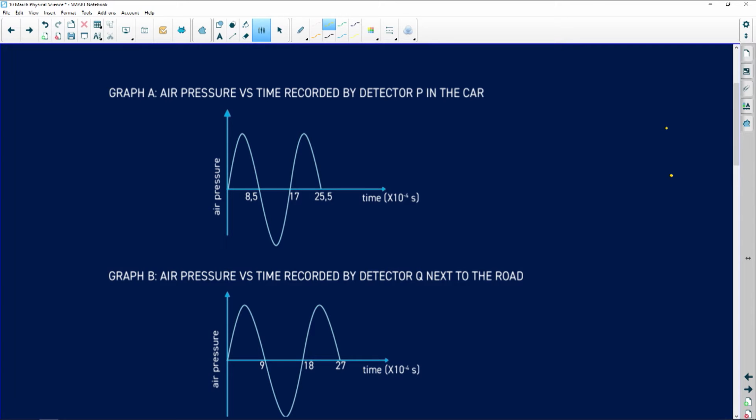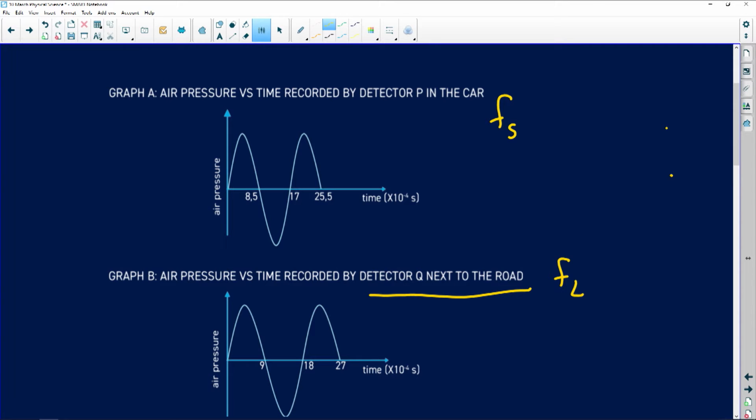So detector Q next to the road just means it's going to obviously be stationary. So this is basically the listener, as it were. And this is going to then obviously be the car with the source. As the car's moving, if it's got a siren, that's more than likely going to be the frequency of the source. But let us have a look.